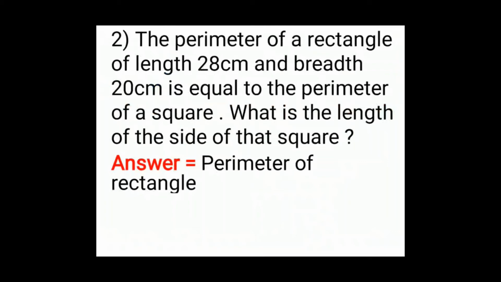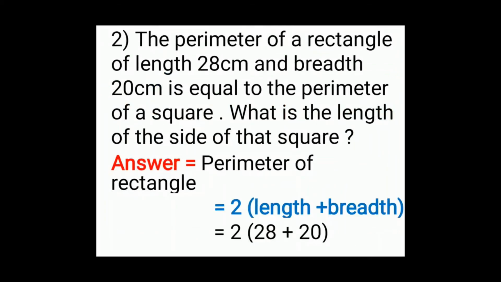Perimeter of rectangle, the formula is 2 into length plus breadth. Length is 28 centimeter, breadth is 20. 28 plus 20 will be 48. Then 48 multiplied by 2 will be 96.